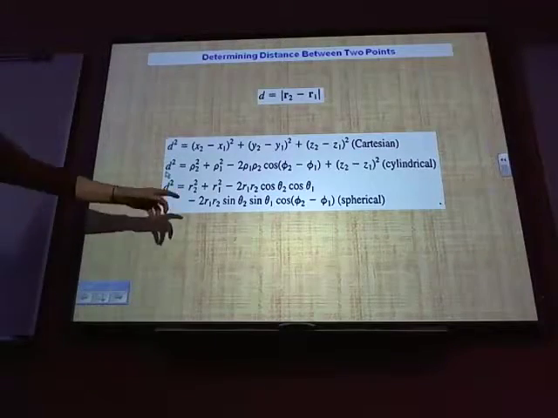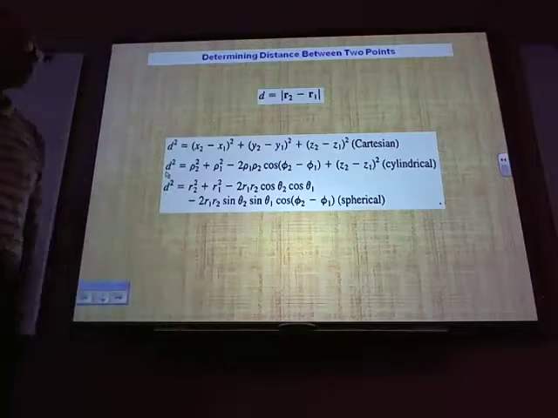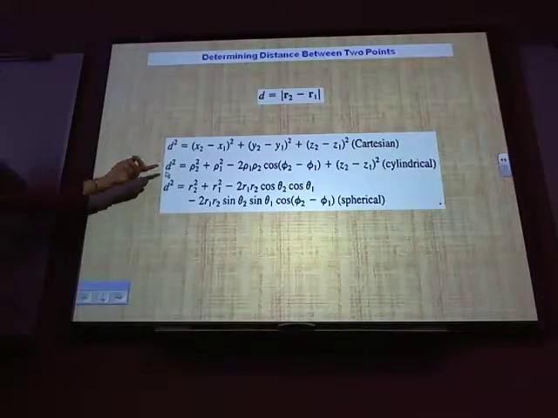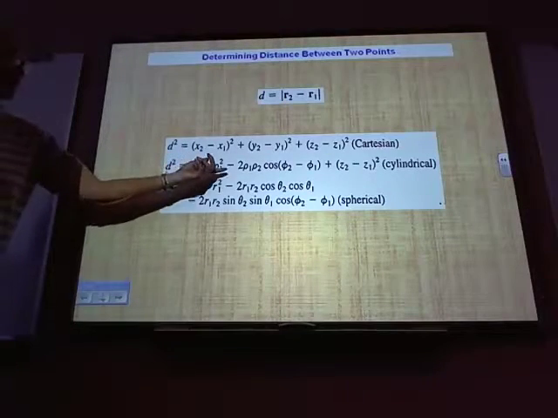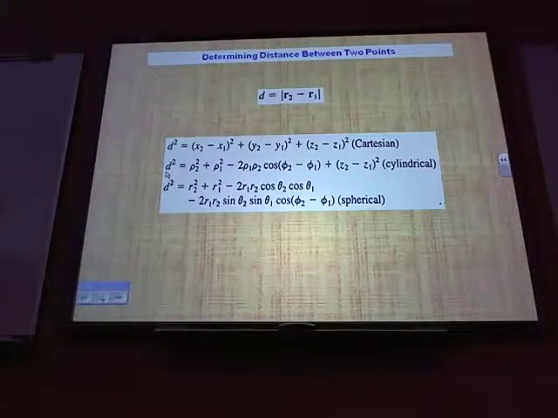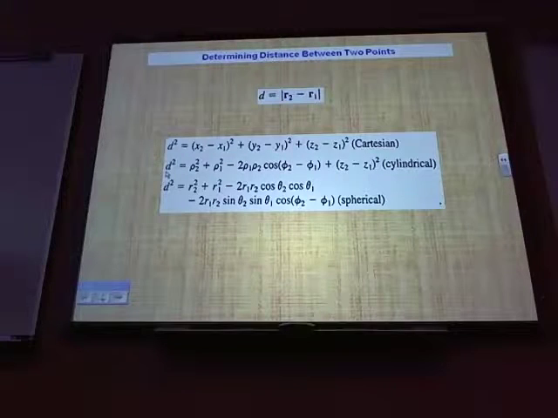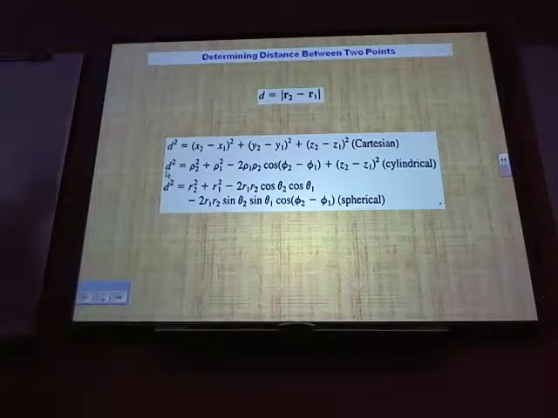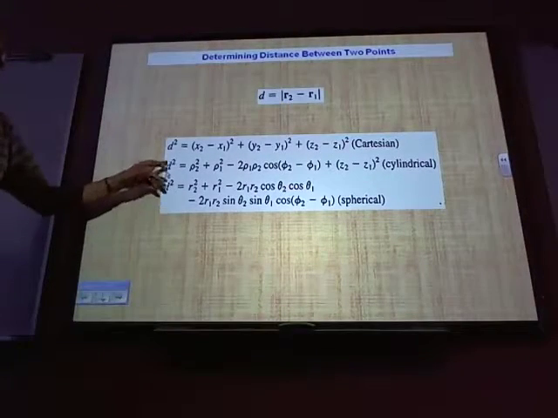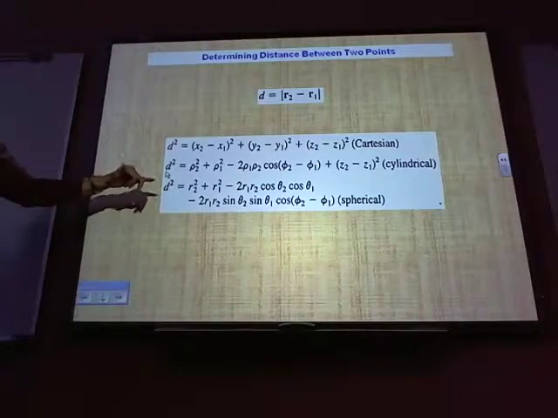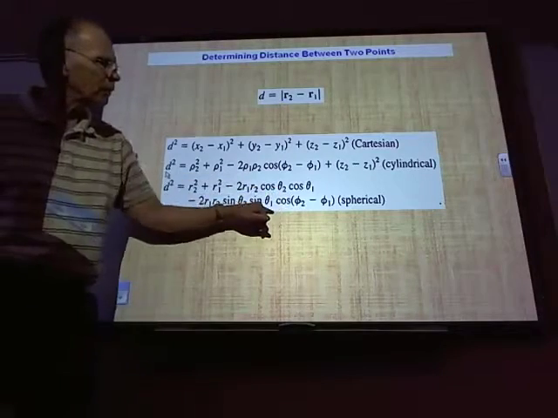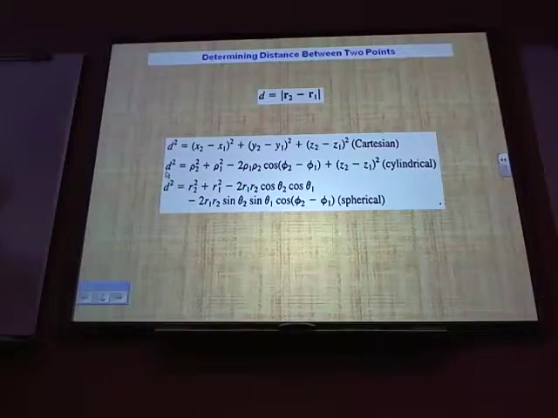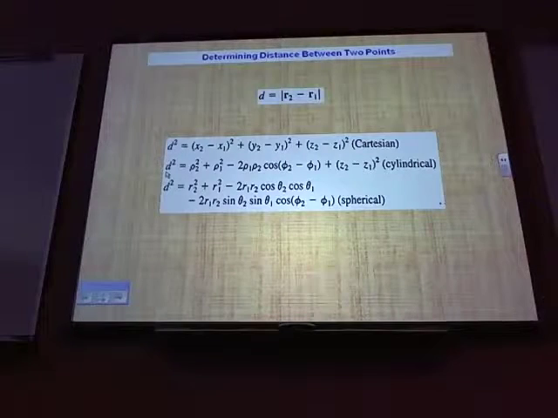Here's squaring the magnitudes of this vector right here in Cartesian, cylindrical, and spherical. You're very familiar with this one. You know how to do that. How would you like to do this one or that one? Those are awful. They really are. But here's the good thing about it. You don't have to derive those. They're already done for you. But if you need the difference between two vectors and they're in spherical coordinates, then you just plug and chug right in here. If you need them in cylindrical, then plug and chug in cylindrical.